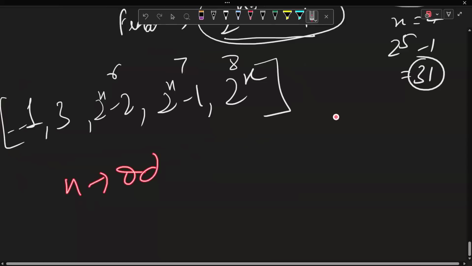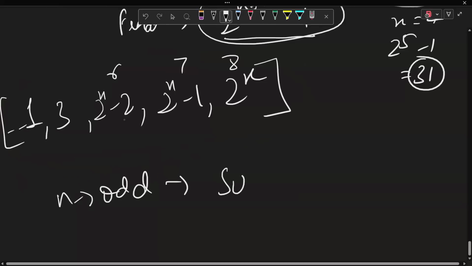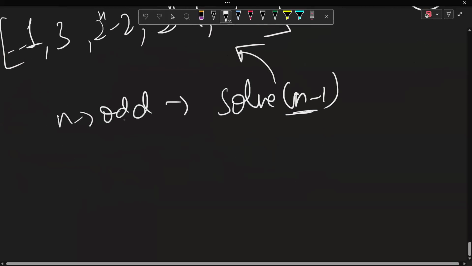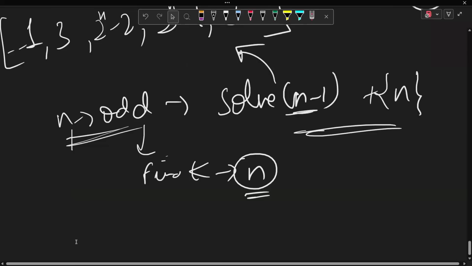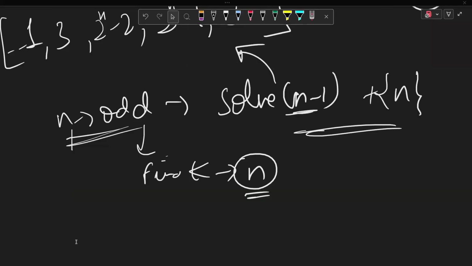And for odd n, I would use the same solution as for n minus 1, which was even, using the above case. And to that, I would append n. That would make my solution for n odd. And in the odd case, my final k is going to be equal to n. I hope you understood a little bit.